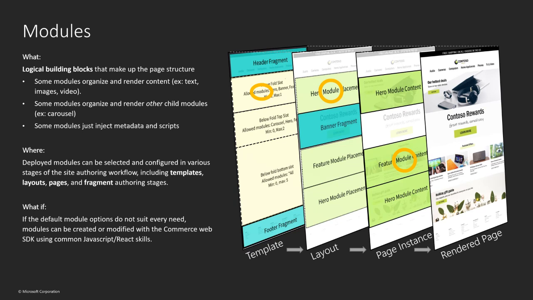So these modules can be deployed and configured in various stages of the site authoring workflow. They're used obviously in templates and layouts and pages and fragments. So you'll see the concept of modules really through the whole page model. And we ship a pretty good selection of modules right out of the box with Commerce. It's considered the native module library, and those are meant to give you a starting point that hopefully covers many bases for a typical e-commerce site.